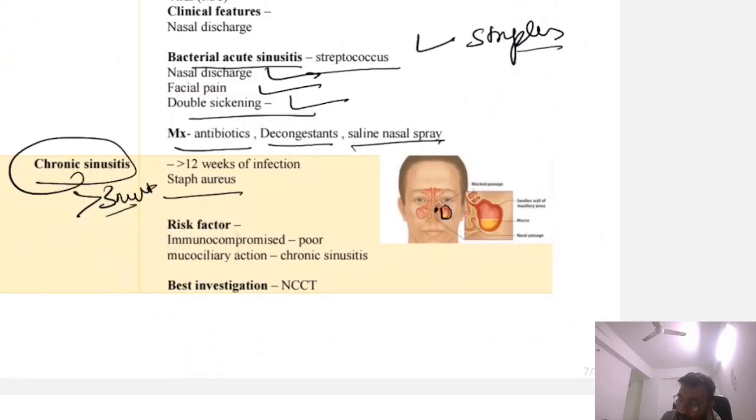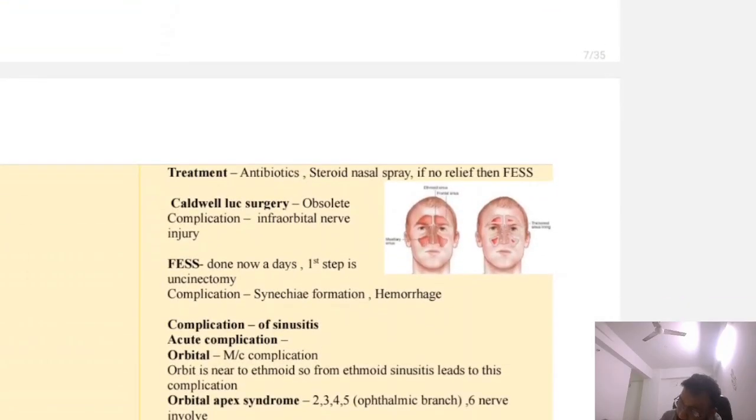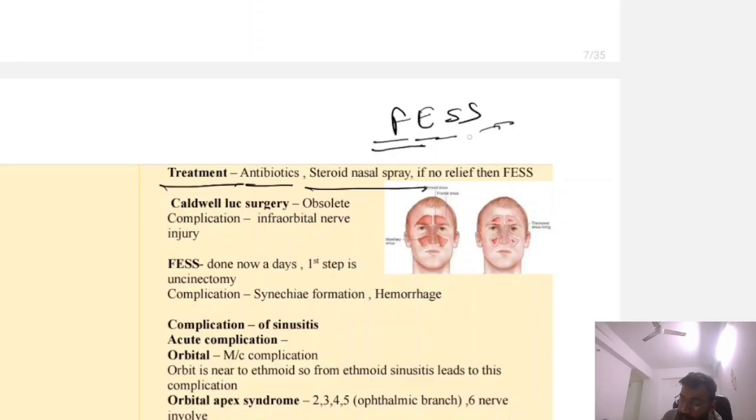Staph aureus is the cause. A risk factor is an immunocompromised patient; obviously the patient is immunocompromised, so it leads to chronic sinusitis. Best investigation is NCCT head. Treatment is antibiotics and steroid nasal spray. If there is no relief, then FESS. What is FESS? Functional endoscopic sinus surgery.